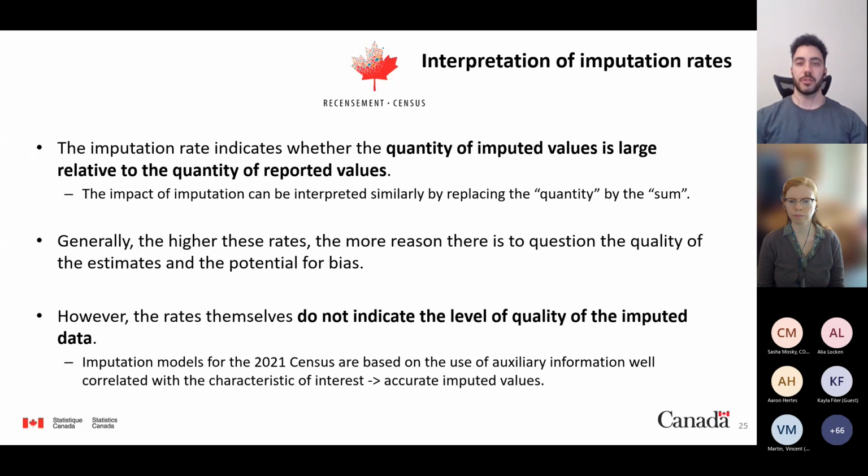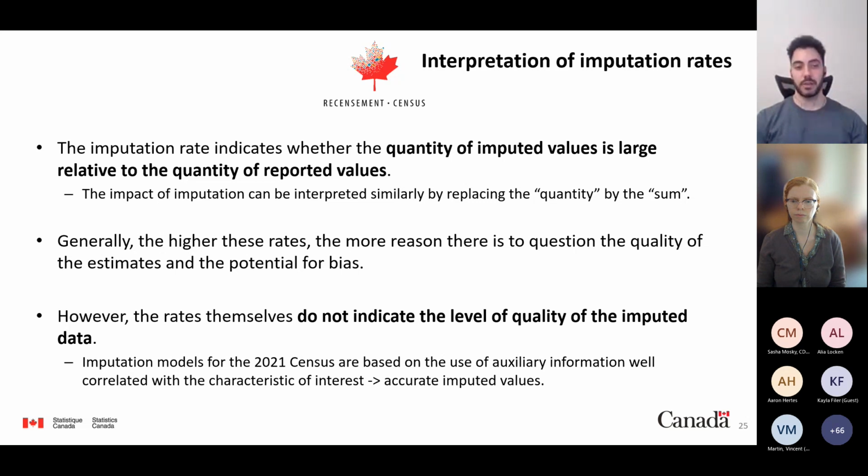When it comes to interpreting imputation rates, we can see these as an indication of whether or not the quantity of imputed values is large relative to the quantity of reported values. When we think about the impact of imputation, we can think about it in the exact same way, but instead of quantity, replace it by the sum. Generally, the higher that these rates are, the more reason there is to question the quality of the estimates and the data and the potential for bias.